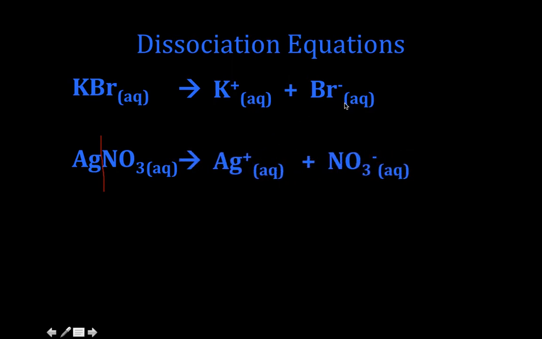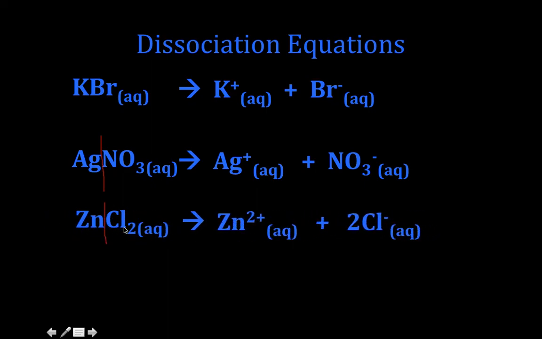And so we get a silver plus ion and a nitrate. Notice we have charges, and it's 1-to-1. And we go hi-ya, and it's going to split there. Now, this 2 says every time this breaks apart, we get 1 zinc ion, 2 plus, but we get 2 chloride ions. So that 2 became a coefficient.